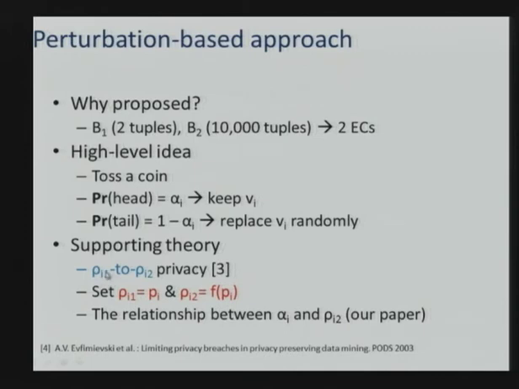Here, rho 1 i is actually the prior knowledge. In our case, we can consider it as the global distribution. And rho 2 is the posterior distribution. We can consider it as the distribution in an equivalence class. With such a correspondence, we can adopt rho 1 to rho 2 privacy in our model to ensure the privacy. But how to decide the relationship between alpha i and rho 2? If you are interested, please read our paper.